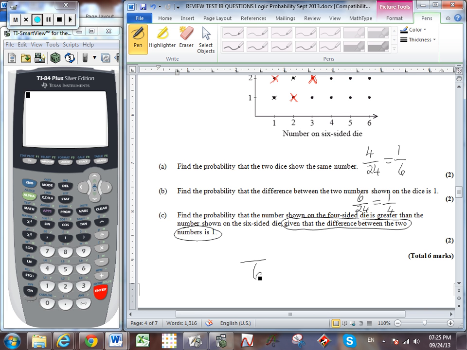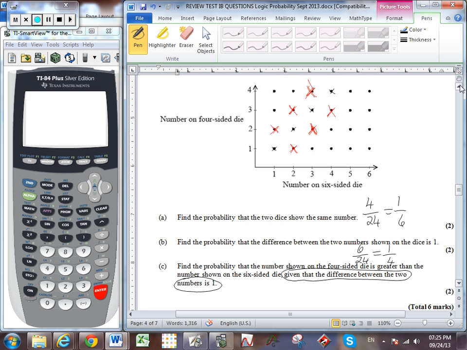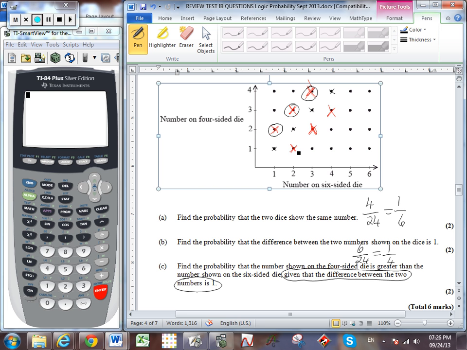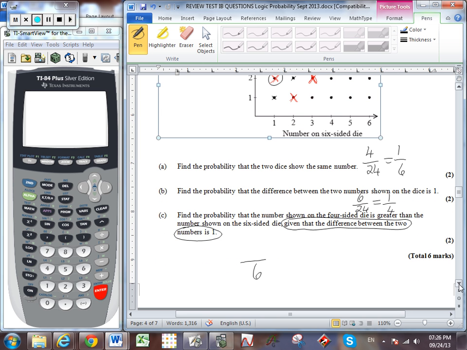In how many of those 6 cases is the number on the 4-sided die greater than the number on the 6-sided die? Let's have a look. Well, here's one such case. The number on the 4-sided die is 4. That's greater than the number on the 6-sided die. So that's one case. And here's another one, and here's another one. But in these 3 cases, it's the number on the 6-sided die which is greater than the corresponding number on the 4-sided die. So clearly there are 3 of our 6 possibilities, and 3 over 6 naturally reduces to 1 over 2.